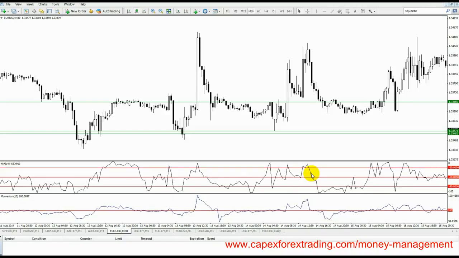And lastly, remember to include any other charges in your calculations, such as the spread or the overnight swap rate if you're using higher time frames, just to ensure that your calculation is as specific as possible.